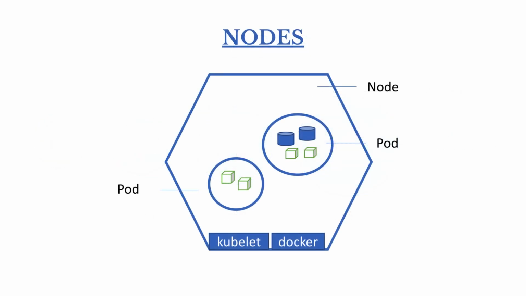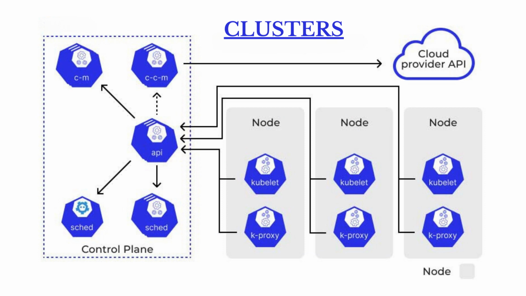Nodes are the physical or virtual machines in a Kubernetes cluster where containers run. They are responsible for executing the containers and providing resources, such as CPU and memory, to the workloads. A Kubernetes cluster is a set of nodes grouped together to form a single unit. Clusters consist of a control plane and multiple worker nodes. The control plane manages the overall cluster state, while worker nodes run the containers.